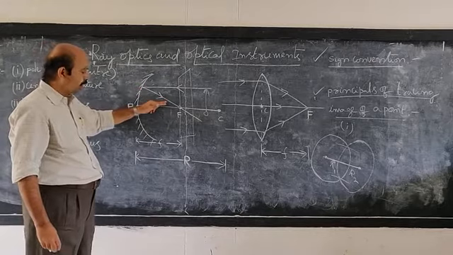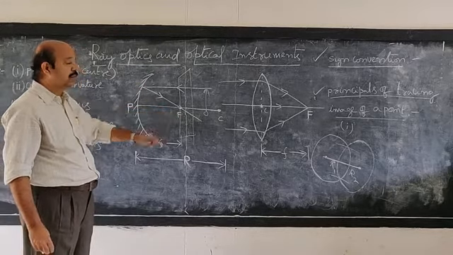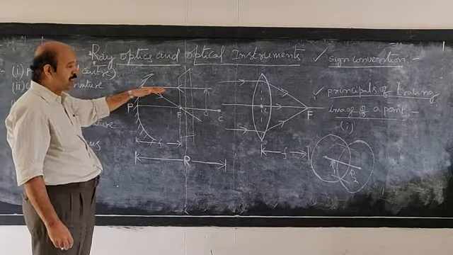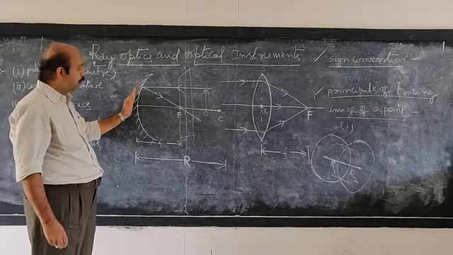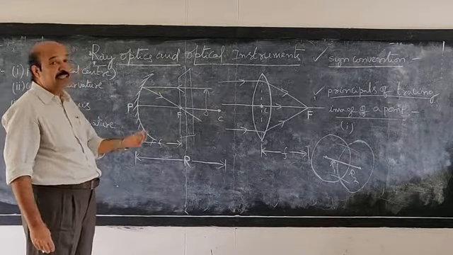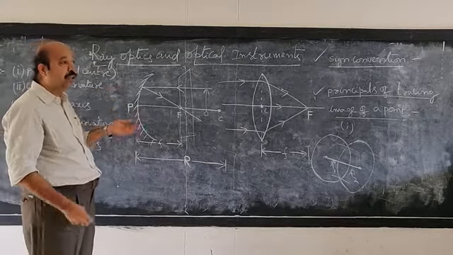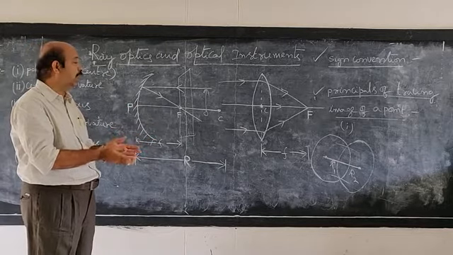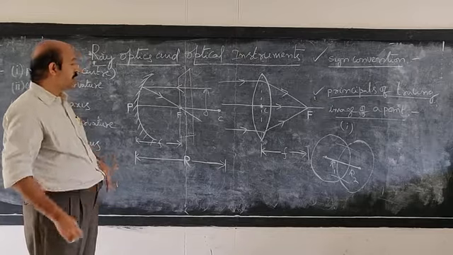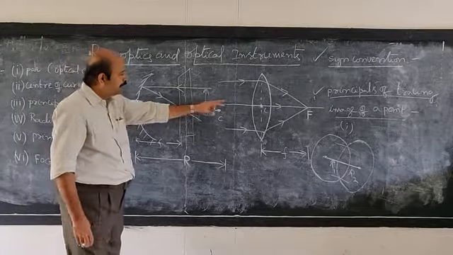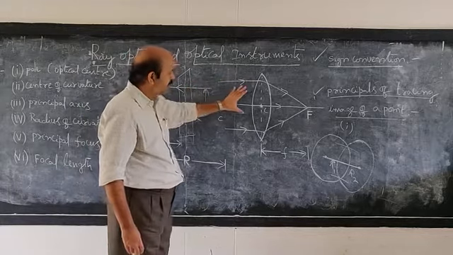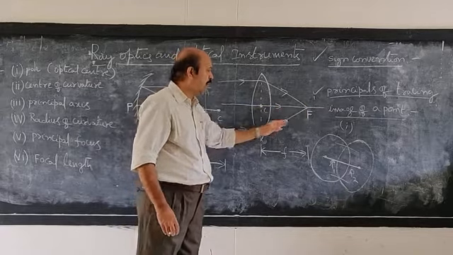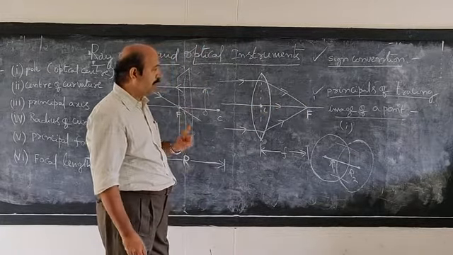After reflection, in the case of mirrors, they pass through the principal focus. That is, in the case of a concave mirror, the paraxial rays incident on the mirror after reflection will pass through the focus. In the case of a convex mirror, they appear to be diverging from a point, that is the principal focus of the mirror. Then in the case of a lens, the parallel rays incident on the lens will converge after refraction at the focus, or pass through the focus. That is one important principle.